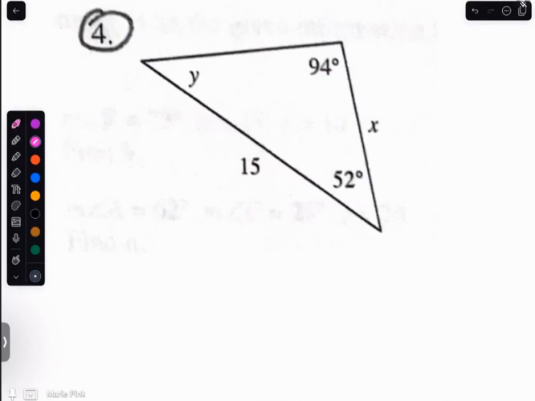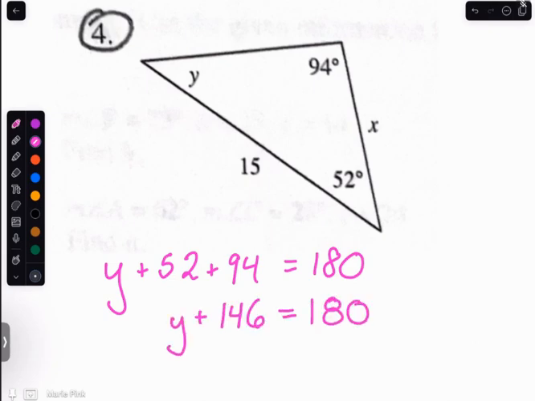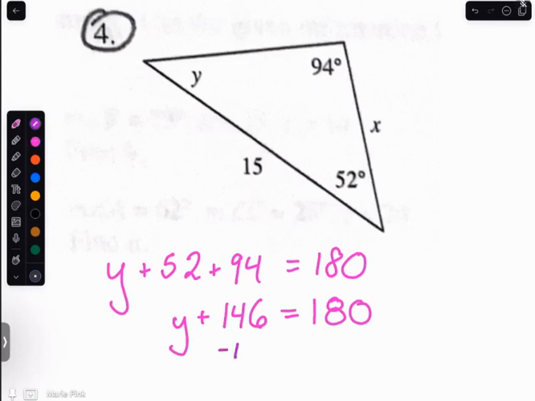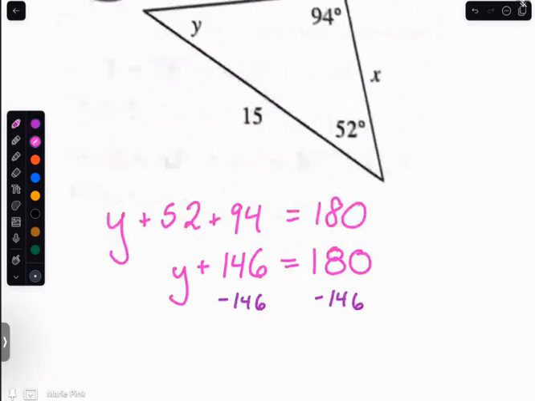Alrighty, number 4 is very similar to number 1, so this is not terribly difficult. The first thing is remembering that when we add the 3 angles together, we get 180 degrees. So y plus 52 plus 94 needs to be equal to 180. That means that y plus 146 is equal to 180. I subtract 146 from both sides, and I get an answer of y is equal to 34 degrees.